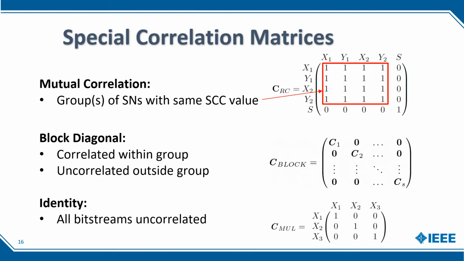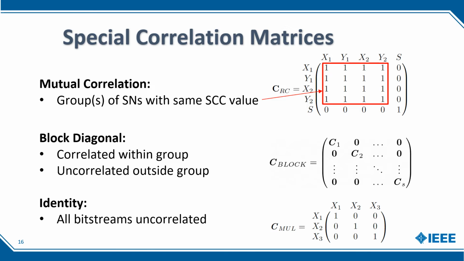For instance, we can say that the both data inputs to the Roberts cross edge detection circuit are required to be mutually correlated with SCC equals 1. This is shown in the group of ones highlighted red on the right. This matrix is an example of a more general class of block diagonal correlation matrices, in which subsets of the bit streams are correlated, but these subsets are independent from all others. The general form of block diagonal correlation matrices is shown on the right.